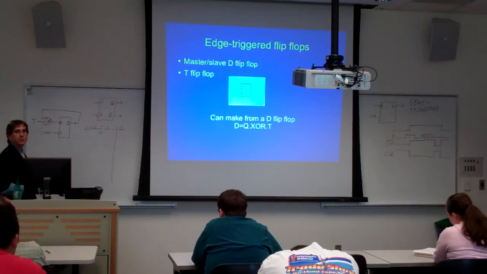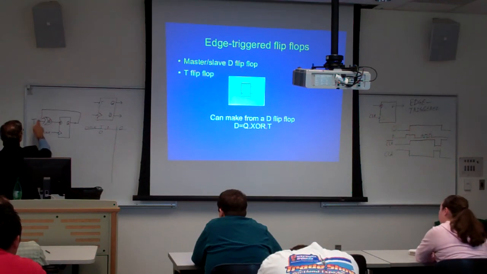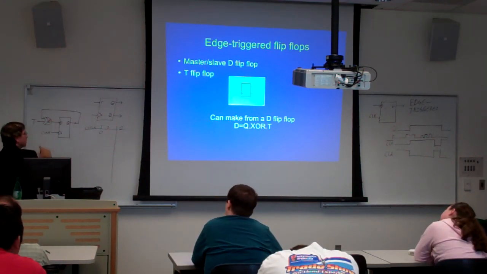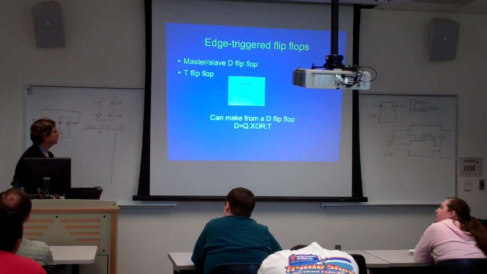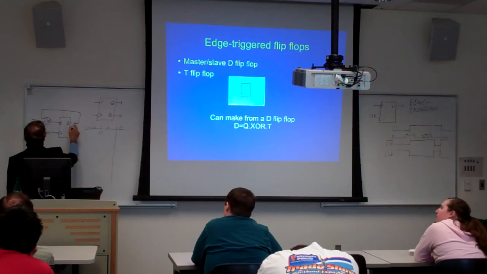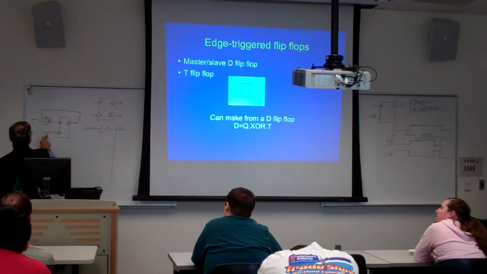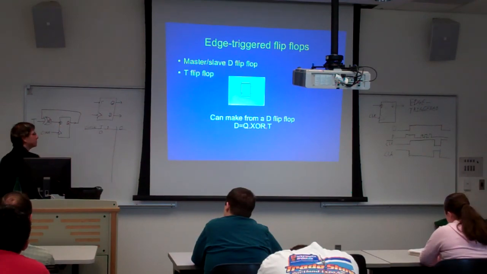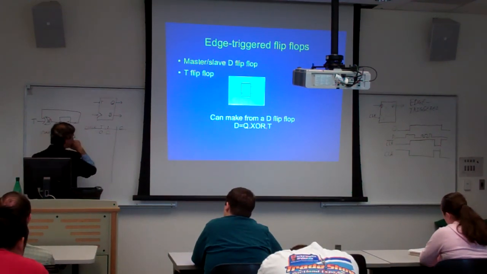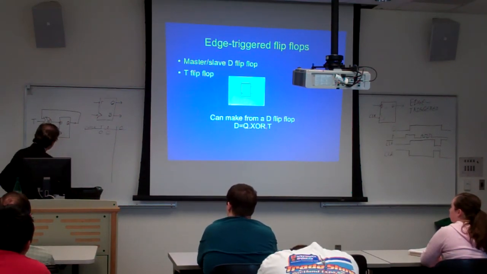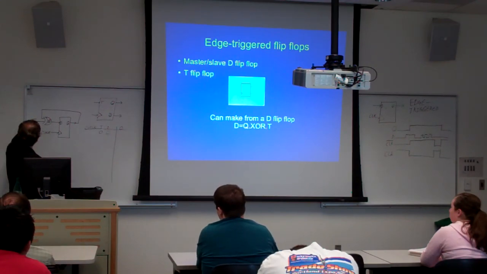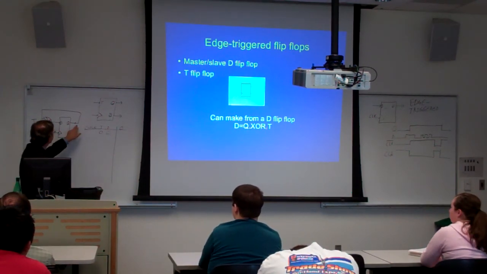If your toggle line is 0, you're going to have 0 XORed with Q, and a 0 XORed with anything is just that thing. 0 XORed with 1 is 1, 0 XORed with 0 is 0. So if you have a 0 on T, Q is just going to go back into D. And every time that the clock ticks, your value of Q is going to be exactly what it was. So D is going to be whatever Q was. A timing diagram would make more sense. So T is 0, nothing changes. Whatever bit you're getting out is exactly the same.